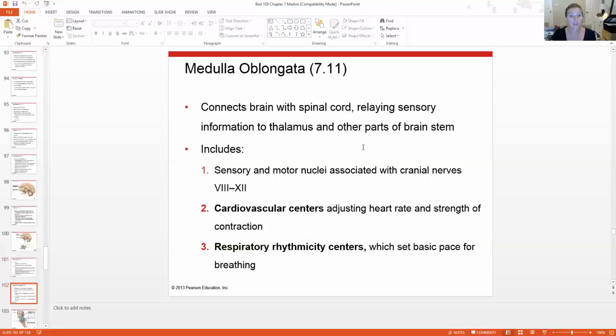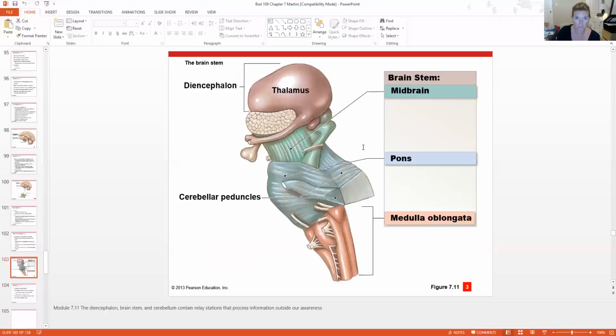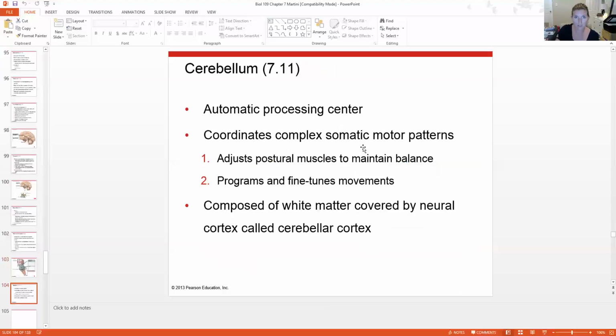And it has lots of cranial nerves rooted from the medulla oblongata because our cranial nerves control some of our basic functions. It's also our cardiovascular centers: heart rate, blood pressure, strength of contraction, all controlled through the medulla oblongata, and our respiratory rhythmicity centers setting the pace for our breathing. There it all is. Let's talk about the cerebellum.